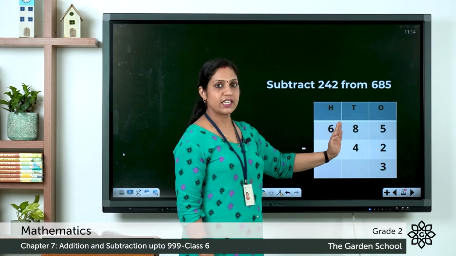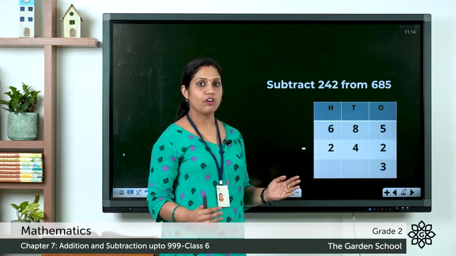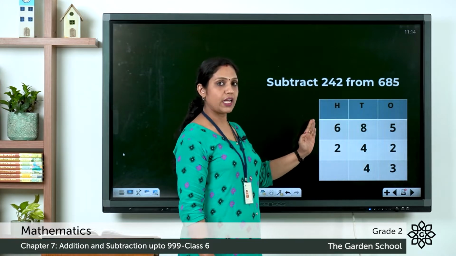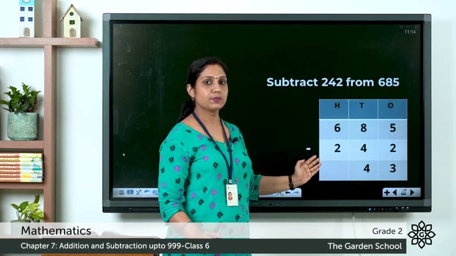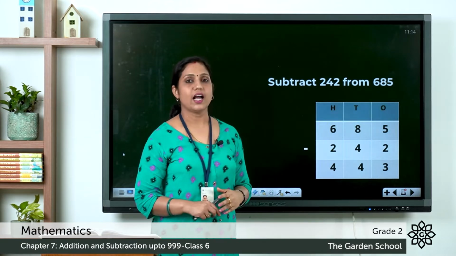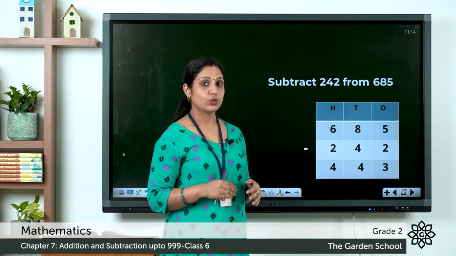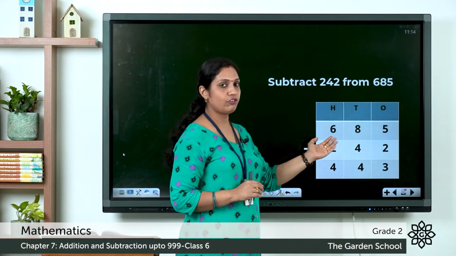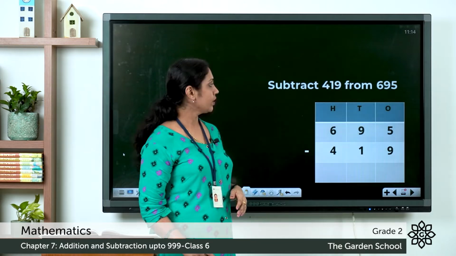Next, we'll move on to the tens place. We have 8 minus 4. 8 minus 4 is 4. So, we'll write that here in the tens place. Now, we'll move on to the hundreds place. In the hundreds place, we have 6 minus 2 and 6 minus 2 is 4. So, that we'll write here under the hundreds place. And so, we get the answer 443. So, when we subtract 685 minus 242, we get the answer 443.